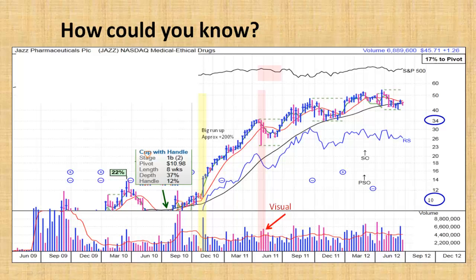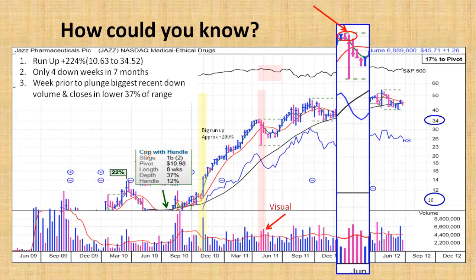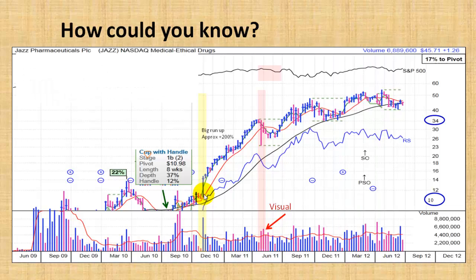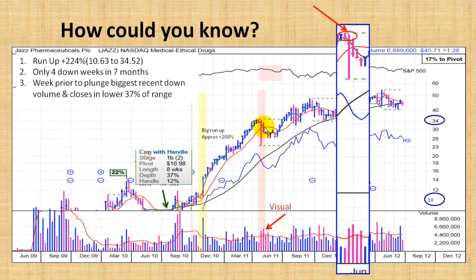If you're anything like me, when you look at a stock chart like this, you want to ask yourself, how could you know that it was going to make this big run up or make this big crash down? You want to ask yourself, how could I know that it was going to crash here? Well, first of all, you have to look at the whole run. From $10.63 to $34.52, it was a run. It ran up 224% from here all the way up to here. Now that's a big run.